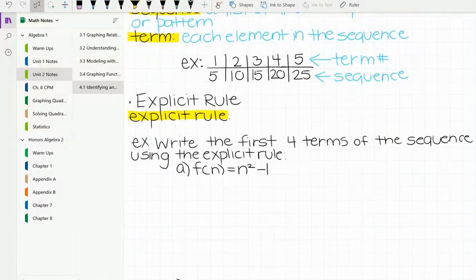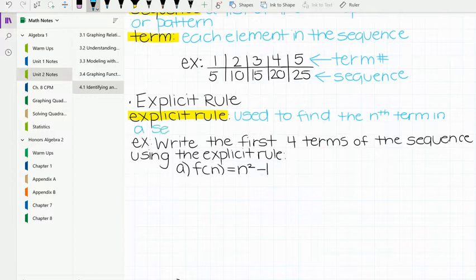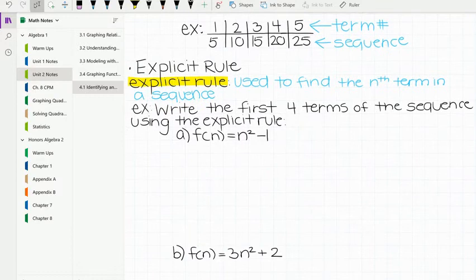So now we're going to go ahead and move into different types of rules for sequences. Our first one is an explicit rule. An explicit rule is used to find the nth term in a sequence. So, for example, if I have some rule that's given in an explicit form, if I wanted to find the 100th term, I would just easily plug in 100 for n. So we're going to go ahead and try a couple examples.